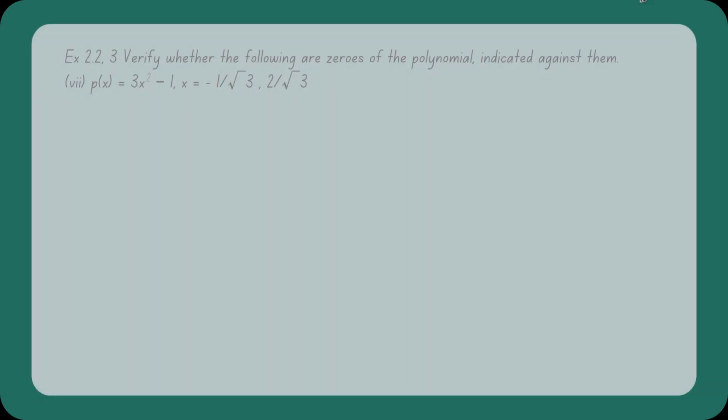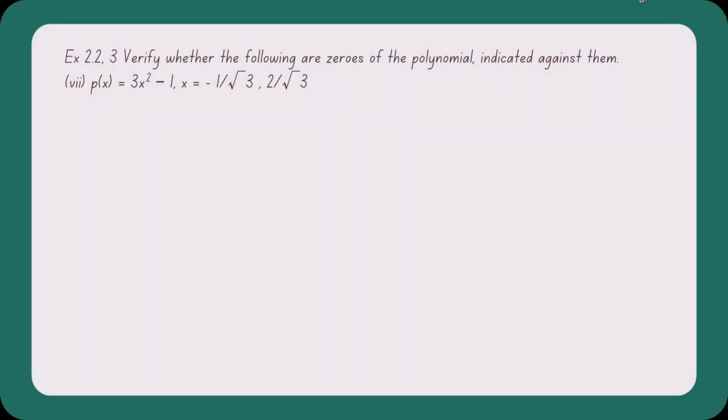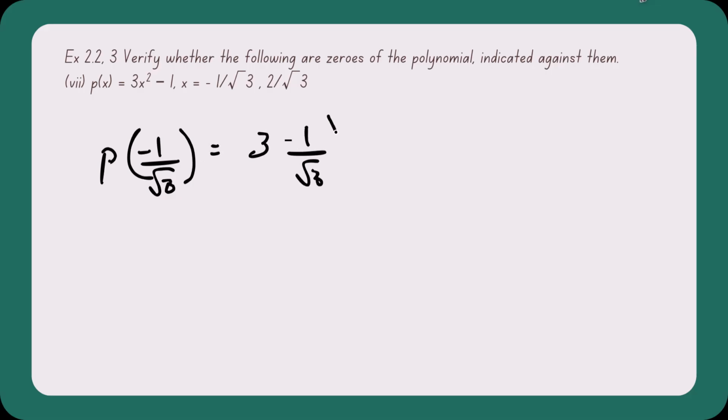Next one, 3x square minus 1, right? We'll put p of minus 1 by root 3. Okay, so let's substitute. It's easy. 3 into 1 by root 3 whole square. So what happens when we square them? Very simple. It'll become 3 into 1 by 3 minus 1. Your answer will become 0.